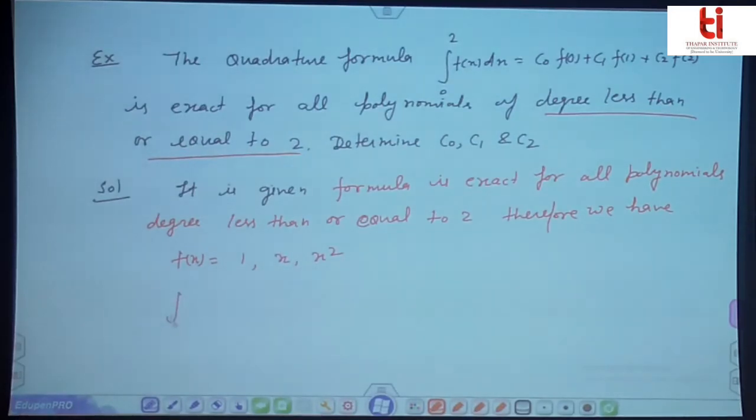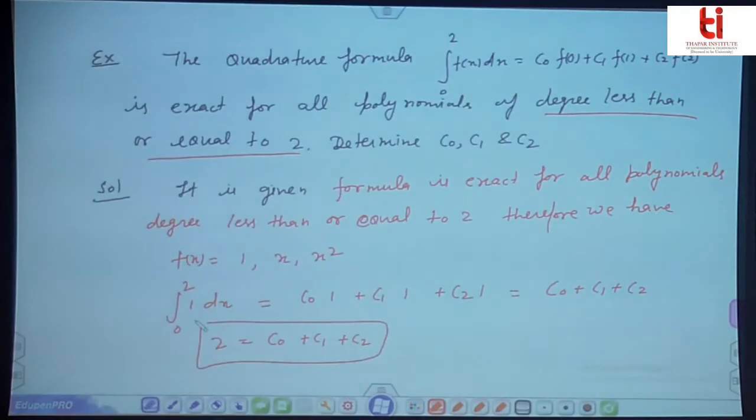So we put f(x) = 1 on the left hand side, integral of 1 dx from 0 to 2. On the right hand side, c0 f(0) is 1, plus c1 f(1) is 1, plus c2 f(2) is 1, because it is constant for all values of x. So it is coming out to be c0 + c1 + c2 equal to the integral of 1, which is x, that is 2. Okay, so what we have to do? We have to compute the values of c0, c1, c2 with this condition.